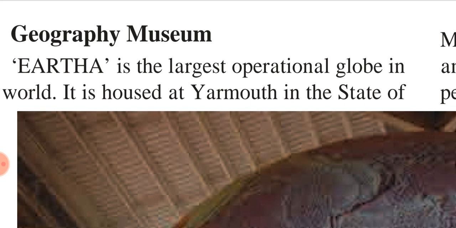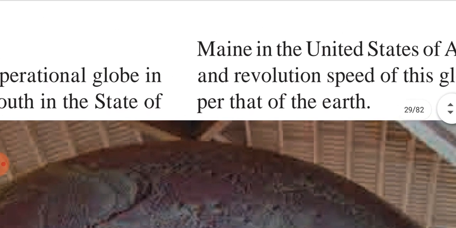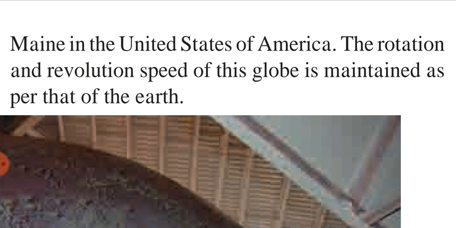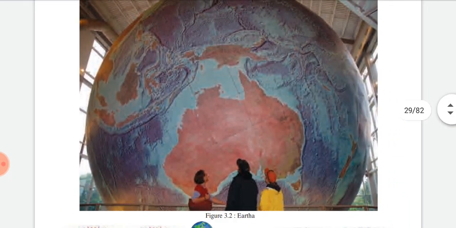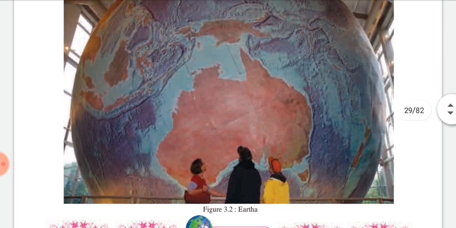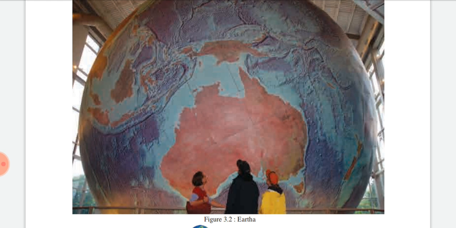Geography Museum. Eartha. Eartha is the largest operational globe in the world. It is housed at Yarmouth in the state of Maine in the United States of America. The rotation and the revolution speed of this globe is maintained as per that of the earth. This is Eartha. It is a museum over there. Just see it properly. It is the largest operational globe and it is housed at Yarmouth in the state of Maine, that is in the United States of America. The rotation as well as the revolution speed of this globe is maintained as per that of the earth.